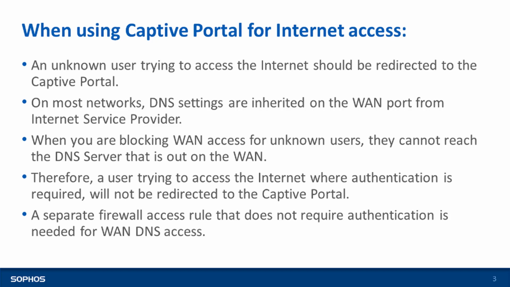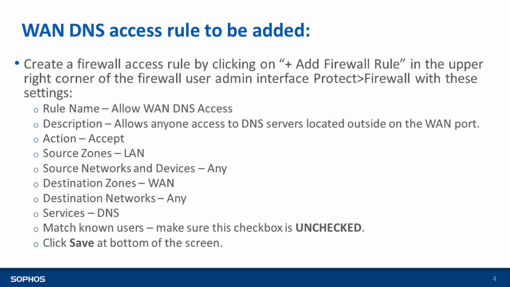The WAN DNS access rule that needs to be added can be created by clicking on the Add Firewall rule in the upper right corner of the Firewall User Administration interface under the Protect Firewall section. The settings for the rule are listed below. For rule name and description, you can put whatever you want. Just make sure that for the match known users that the checkbox is unchecked. We'll talk later in the video why that's important when we create a firewall rule using the Captive Portal.